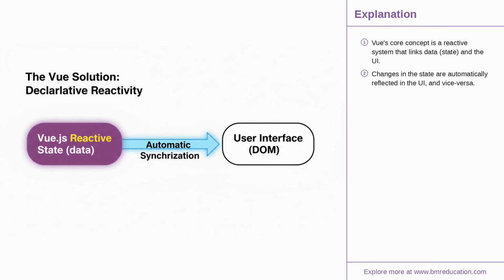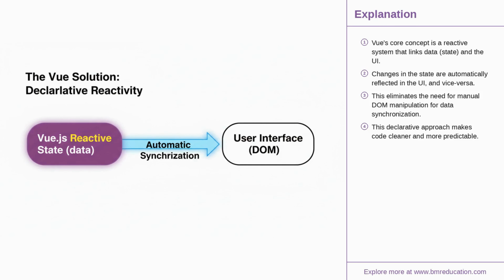Now, let's introduce Vue's solution, a declarative, reactivity-driven approach. Instead of manual DOM manipulation, Vue establishes a direct, automatic link between your application's data, known as state, and the user interface. When your state changes, the UI updates instantly. This seamless two-way synchronization is the foundation of form handling in Vue.